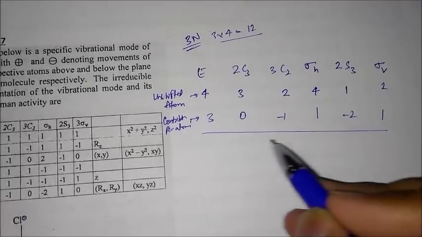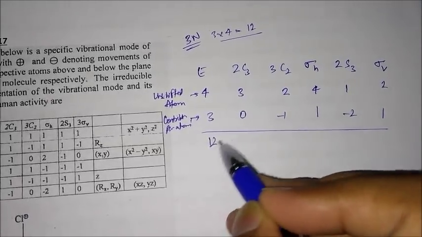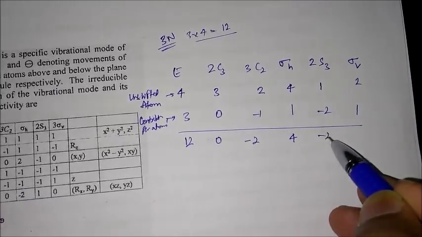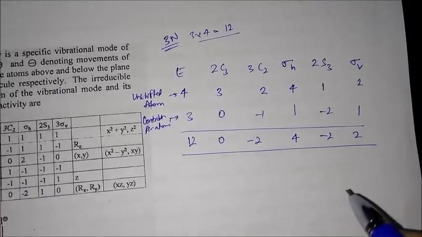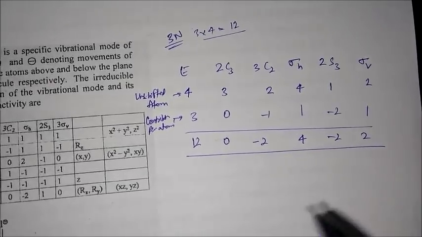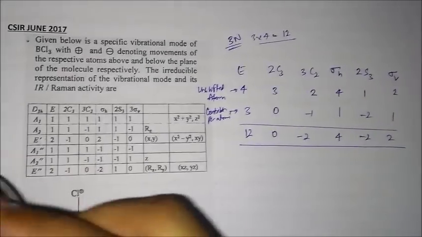So the reducible representation will come out to be 4 into 3, that is 12, then 0, minus 2, 4, minus 2 and 2. So this is the reducible representation. Now you have to convert this reducible representation into the irreducible representation, taking each character once.